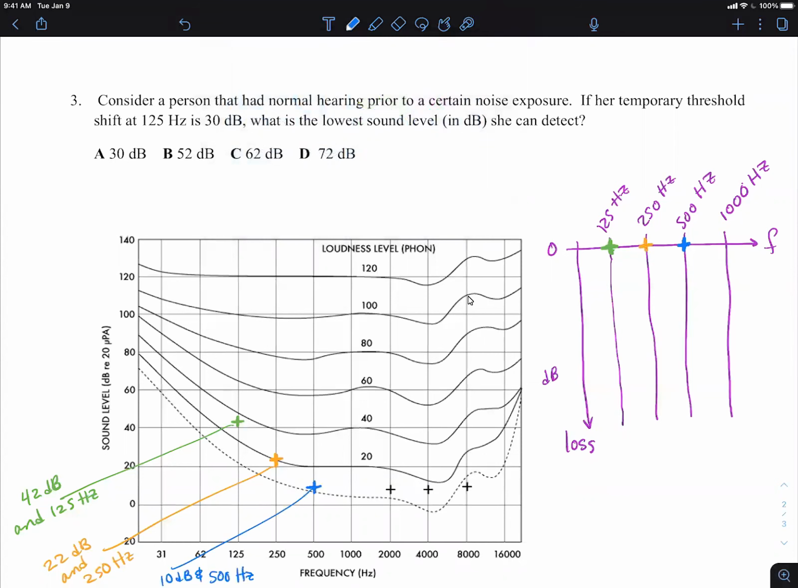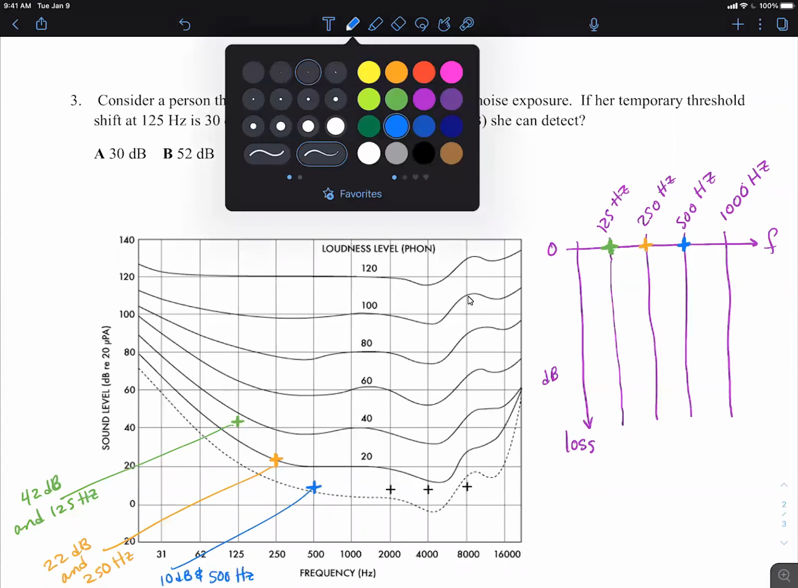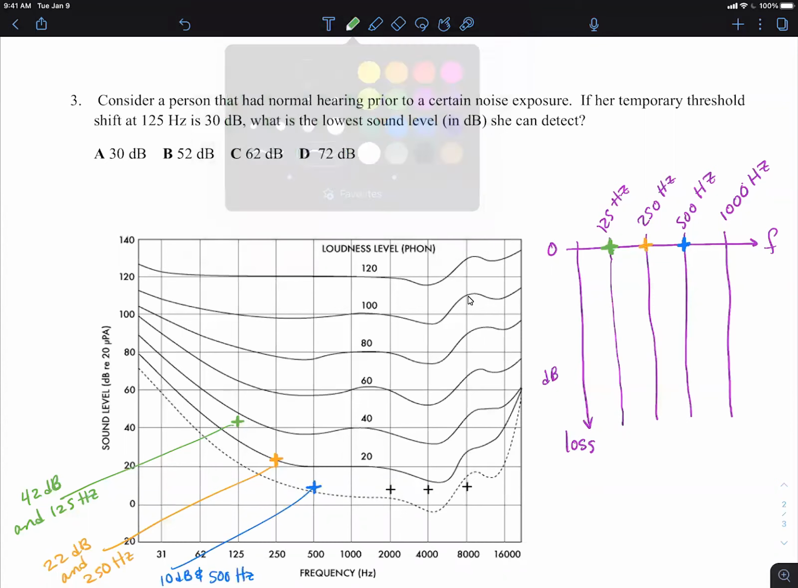Okay, so if someone has a 10 dB, okay, so that means that they have, let's say, an X right here on their audiogram. That would mean, well, actually, let me do 500 because of the way these questions work out.